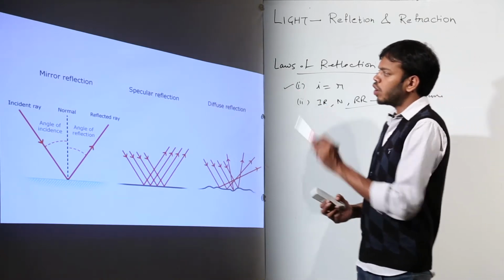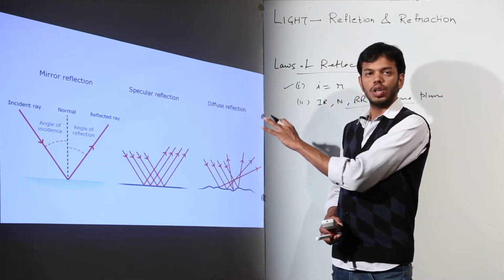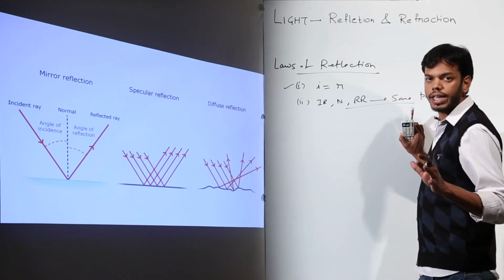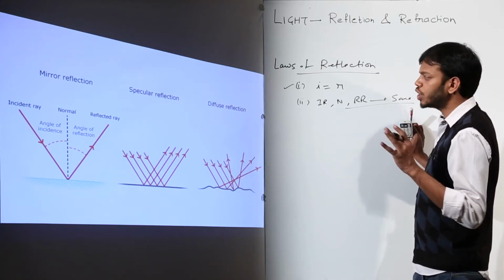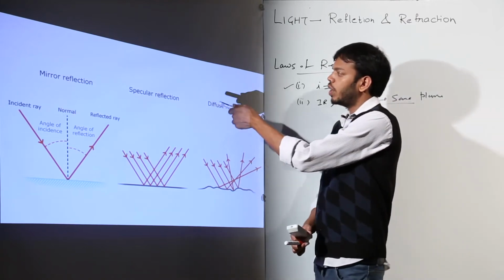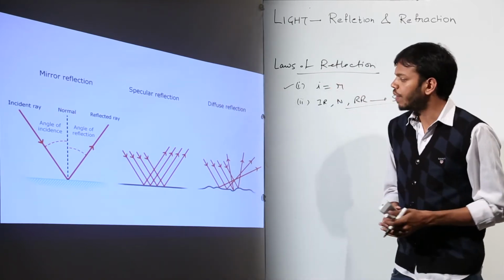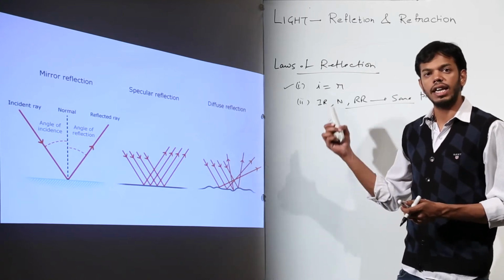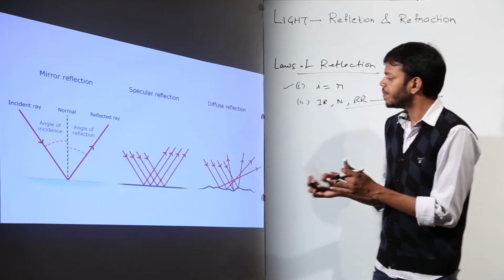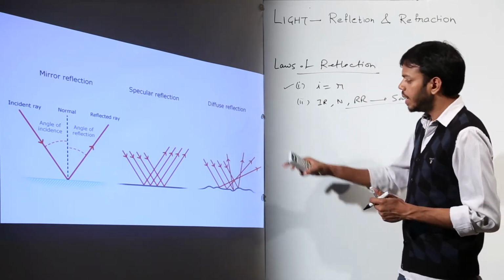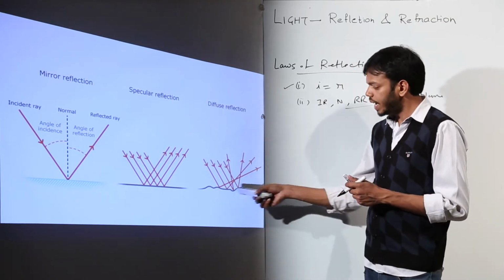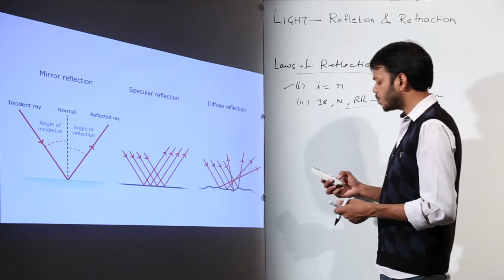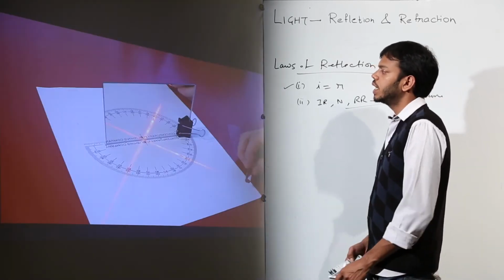Now we have also seen that except i equal to r, there is one more thing: reflection was divided into broadly 2 categories. One was regular reflection, one was diffuse reflection. Regular or specular reflection was what? When parallel rays of light are incident on a plane surface, they get reflected parallelly, right? Whereas in diffuse reflection, parallel rays are incident on an irregular surface and they get reflected at different angles. That is what is called diffuse reflection.